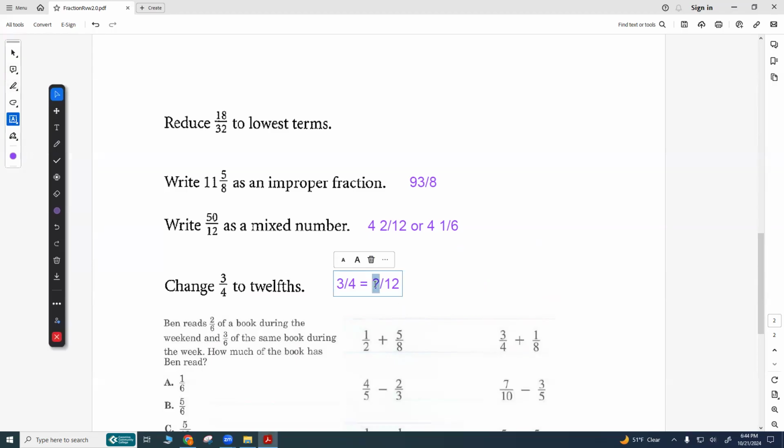Let me just fix that. Okay. Oopsie doodles. Okay. All right.